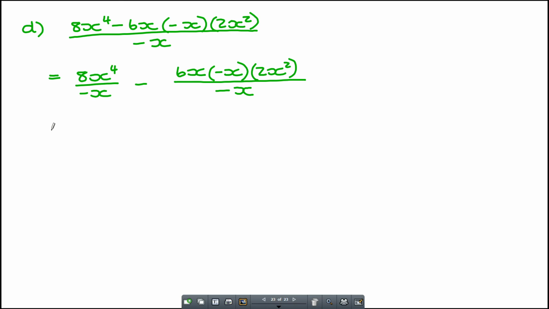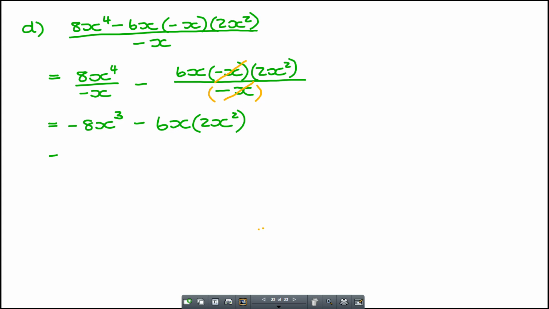Okay, so if I were to cancel out, I would have minus 8x to the power 3, and then this minus x will cancel out with that minus x. Do you guys see that? Is there maybe some of you that multiplied in right in the beginning? You would end up with the same thing, no?